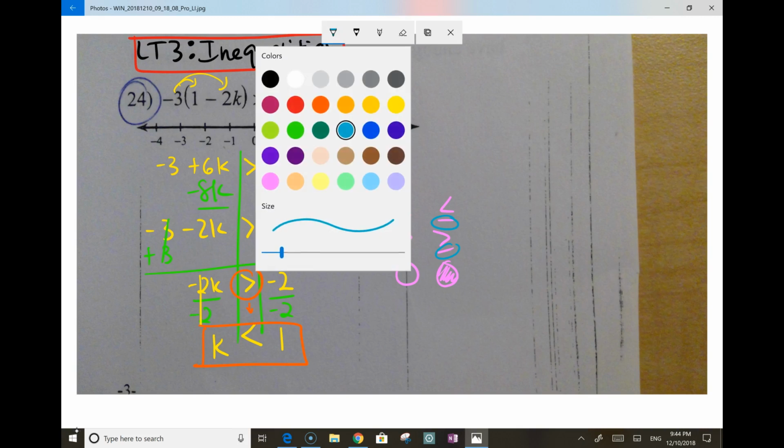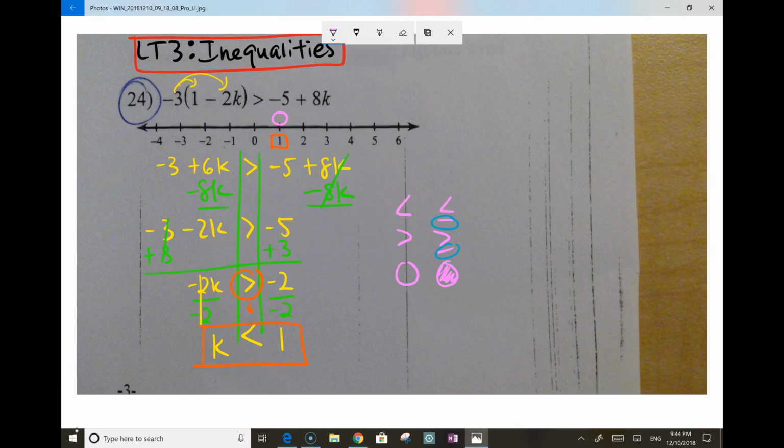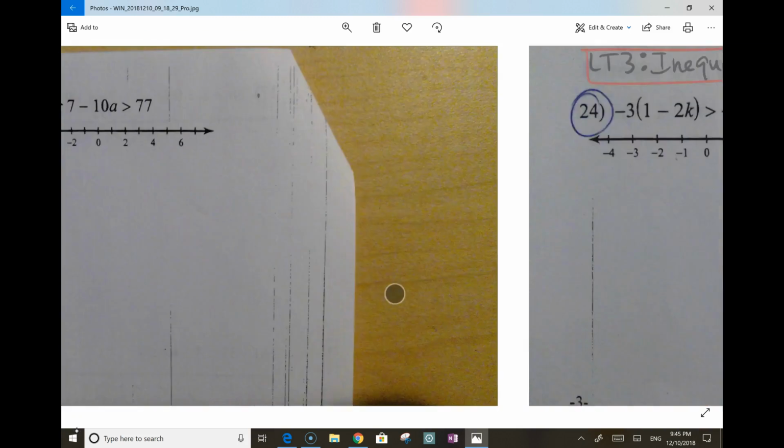So getting back to the graph, we go to 1, and because I want numbers that are only smaller than 1, I must go left. And that represents all possible numbers that I could pick for k to be on the left side of 1. Okay, that's the end of this one. Let's go on to the next one.